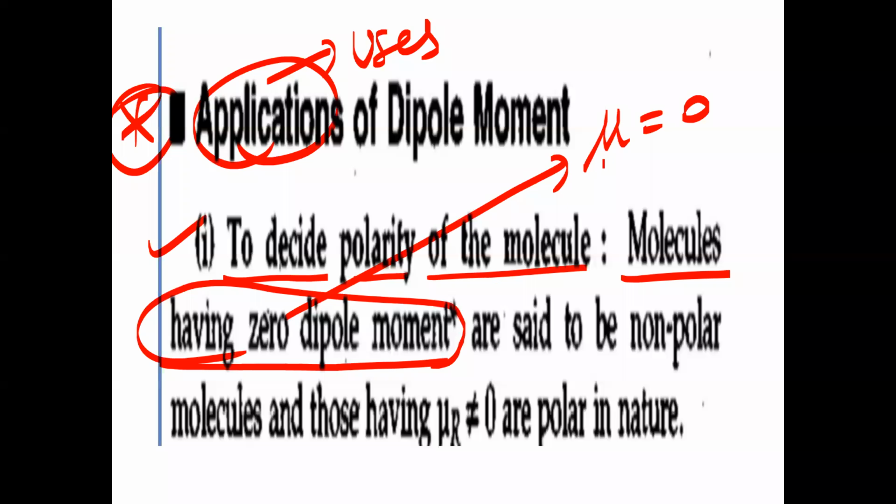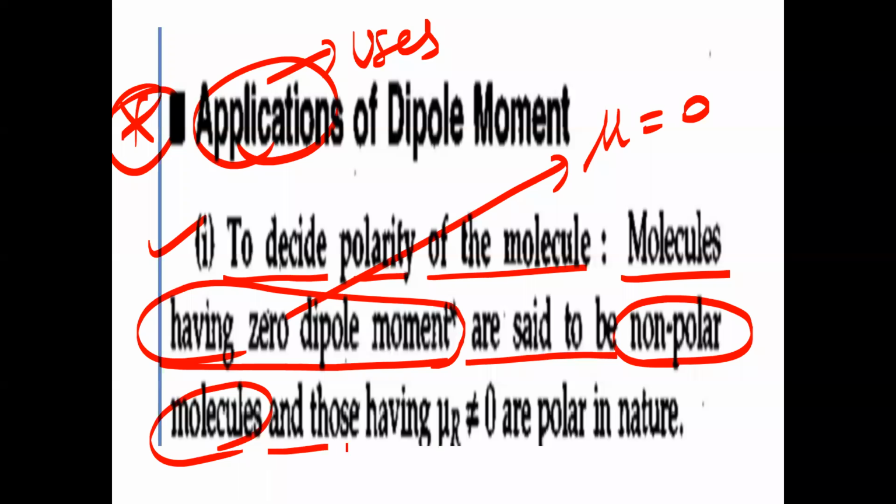Dipole moment is zero. So molecules having zero dipole moment are said to be non-polar molecules. Which molecules are called non-polar molecules? If the dipole moment of the given molecule is zero, that molecule can be taken as a non-polar molecule. And those having mu not equal to zero. Mu r means the resultant dipole moment.